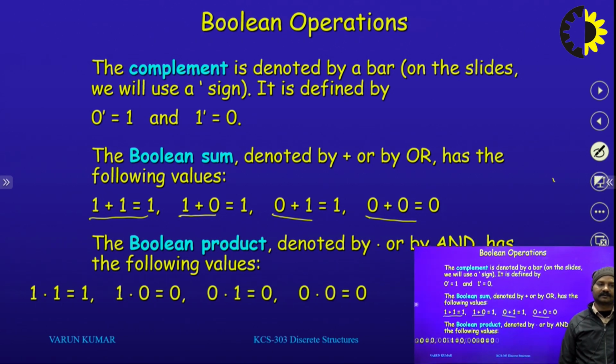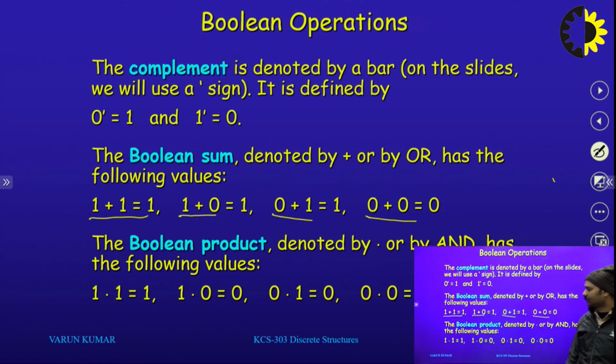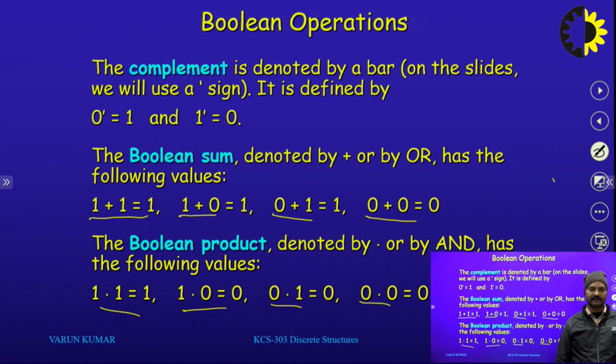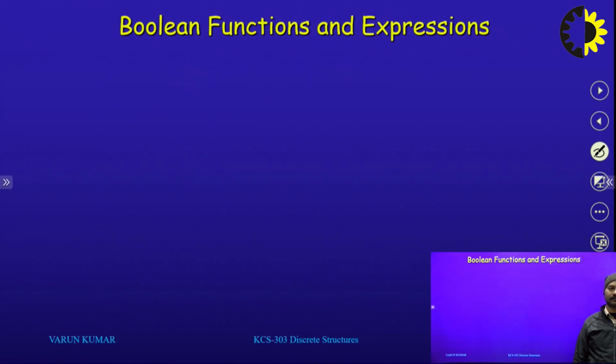Then Boolean product. It means 1 dot 1 becomes 1, 1 dot 0 becomes 0, 0 dot 1 becomes 0, and 0 dot 0 is equal to 0. It means if all inputs are high, then output is high, otherwise low.